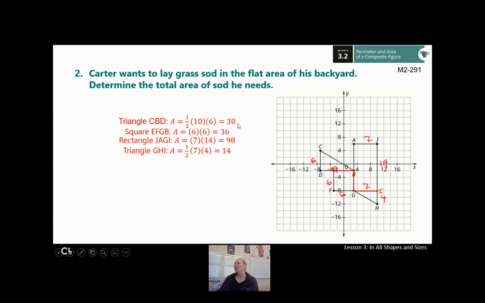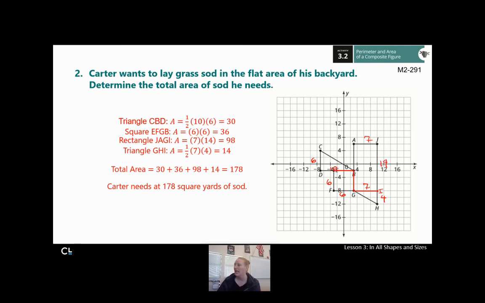Now, of course, this just tells me the area of each piece, right? I'm just finding the area of each piece. If I want to know the total area of the yard, you know what has to happen. I have to add these together. So 30 plus 36 plus 98 plus 14 is why I own a calculator. And I find out that the area is 178. So Carter needs at least 178 square yards of sod.